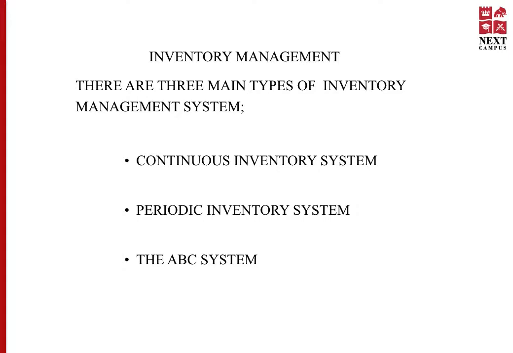So how can we manage inventory effectively? There are three ways of managing inventory. One is called the continuous inventory system. The other is a periodic inventory system. And then the third, the ABC system.